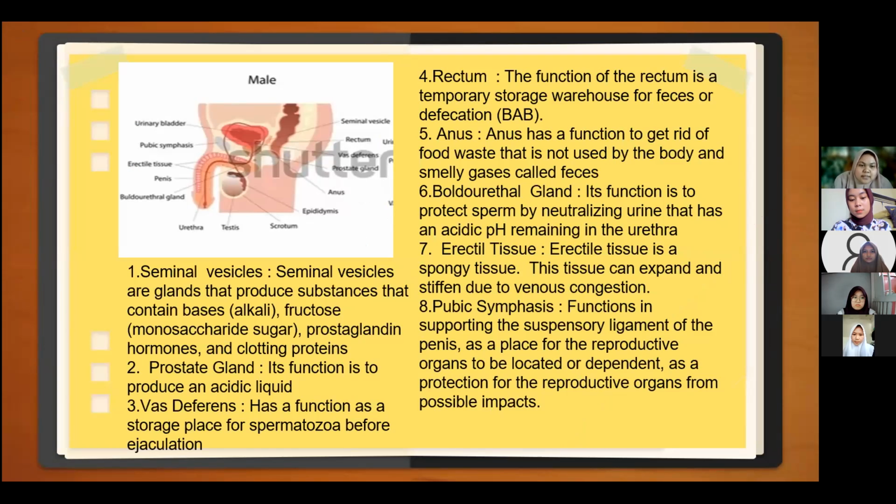1. Seminal vesicles. Seminal vesicles are glands that produce substances that contain alkaline bases, fructose, a monosaccharide sugar, prostaglandin hormones, and clotting proteins. 2. Prostate gland. Its function is to produce an acidic liquid. 3. Vas deferens has a function as a storage place for spermatozoa before ejaculation.